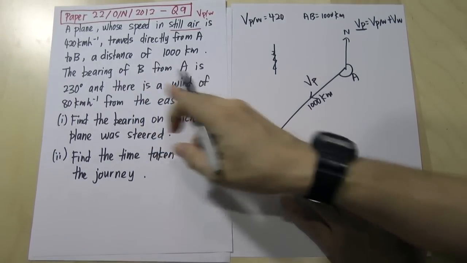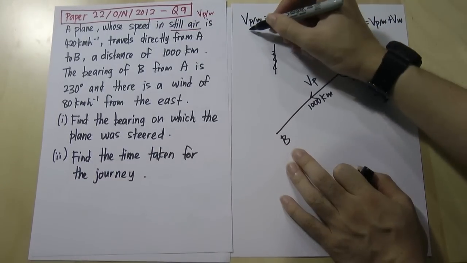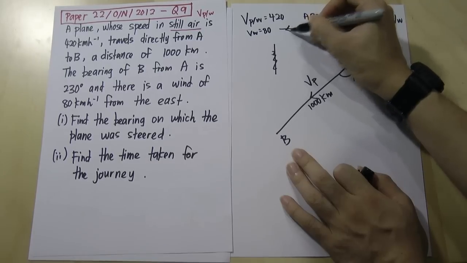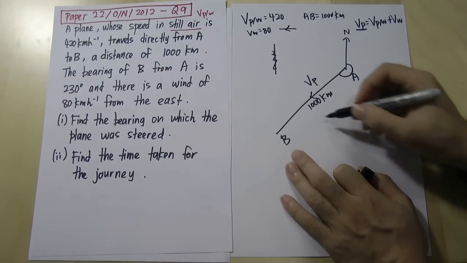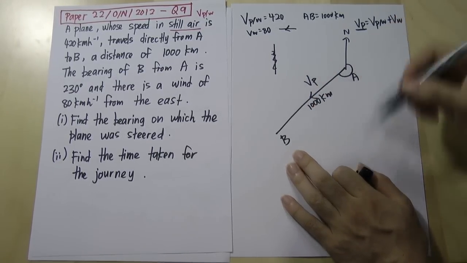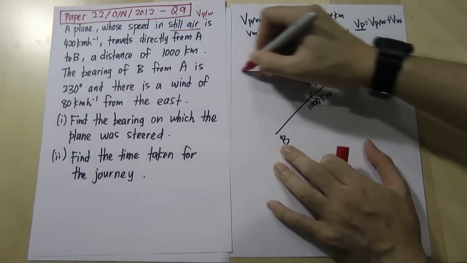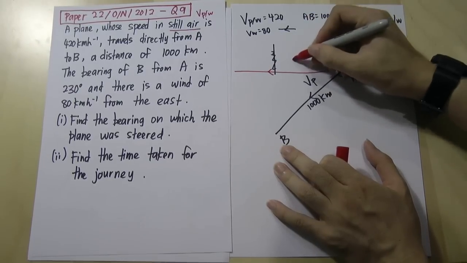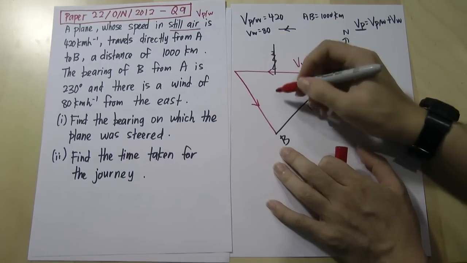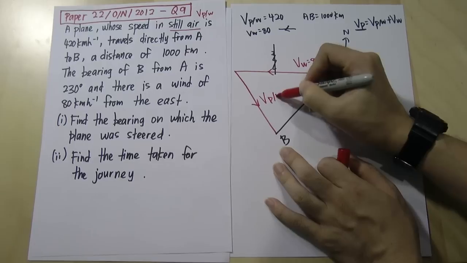And there's a wind of 80 km per hour from the east. So we got another piece of information: velocity of the wind is 80, and the direction is from the east. So it's this direction. Since this is the resultant vector, maybe I just connect this way. Let me change to red color to make you understand better. I call this one velocity of the wind, this is just 80. And then this is the resultant vector, so I add it up, and this one should be the velocity of the plane relative to the wind.